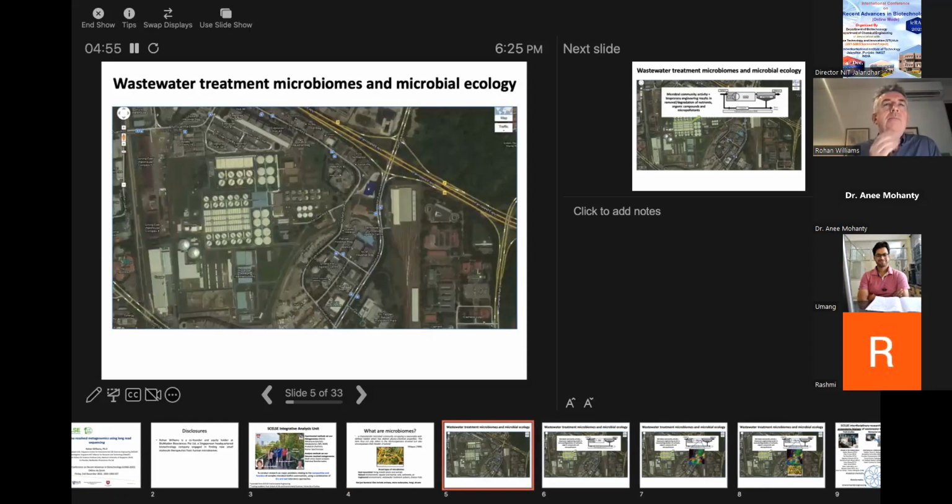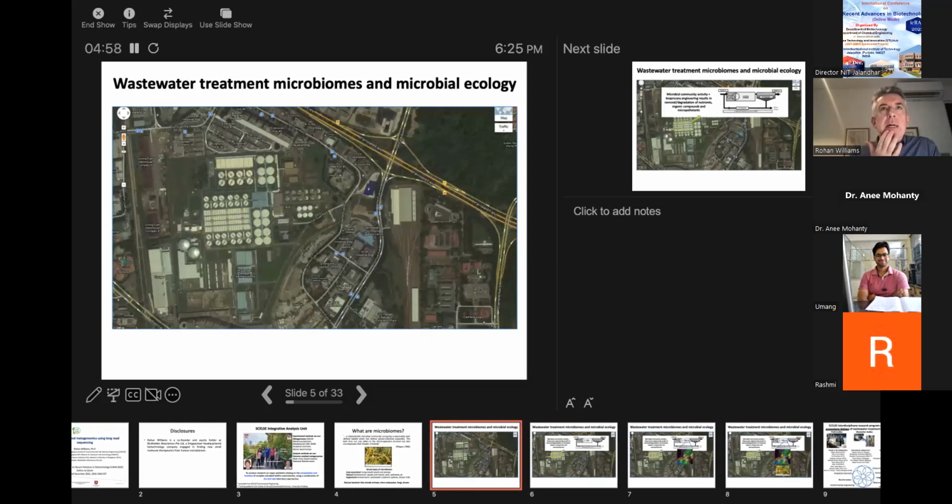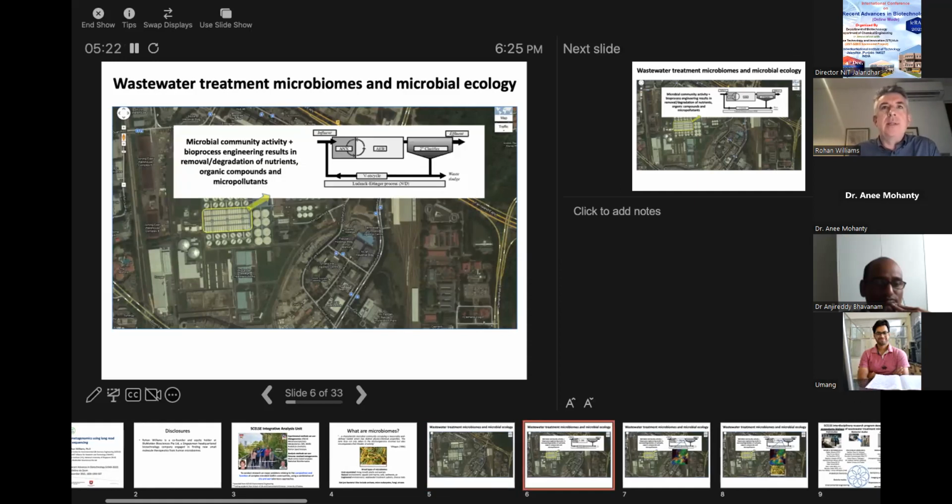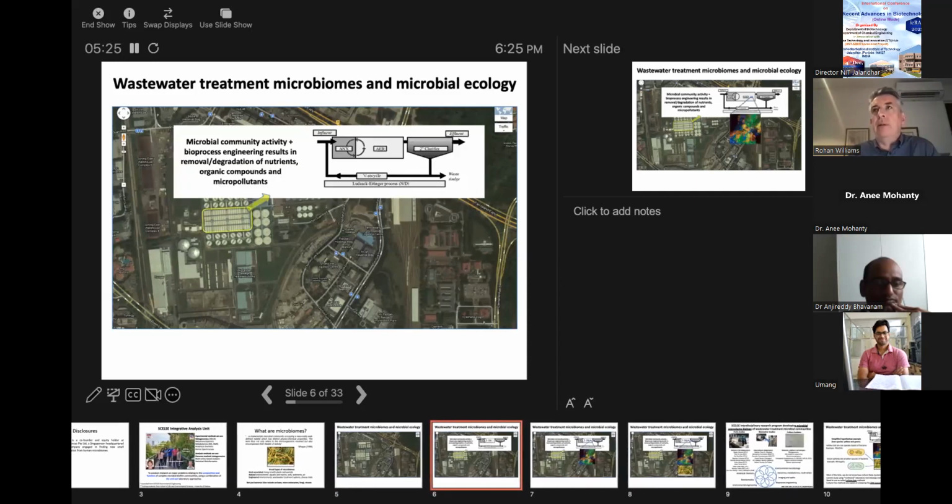So wastewater treatment is really essential infrastructure that developed economies need to use. This is an example of a wastewater treatment plant in Singapore. The input to this is sewage, mostly from human waste, and it gets processed in these tanks. I imagine the environmental engineers in the audience will know this area very, very well.